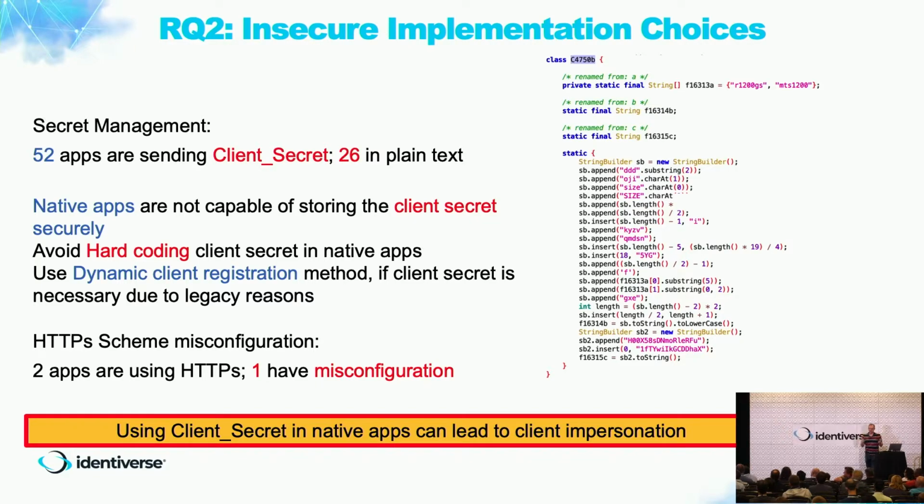The other thing that we found was HTTPS scheme misconfiguration. Only 2 of the apps were actually using HTTPS claimed URLs, and 1 of those didn't have them configured correctly. So again, not a great result.